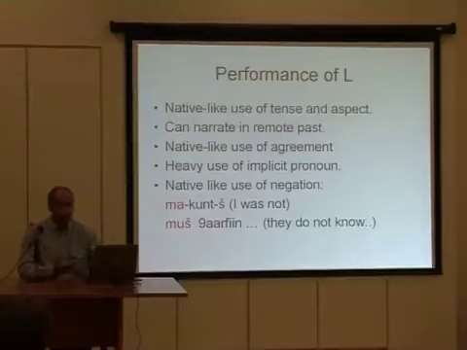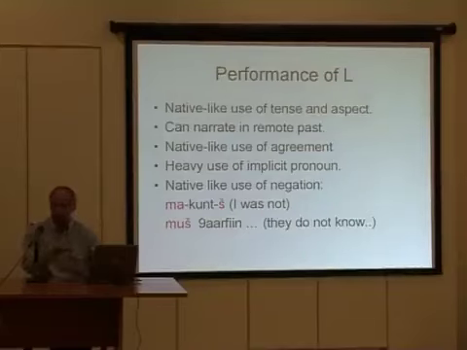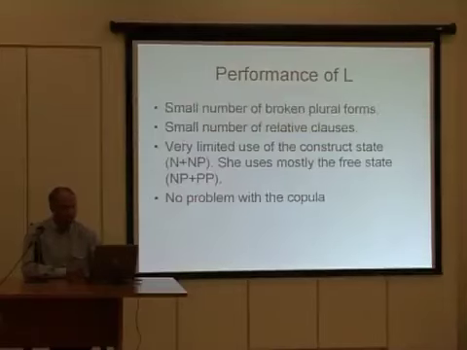With native-like use of tense and aspects, they can narrate in the remote past, which is not easy to do. Native-like use of agreements, heavy use of implicit pronouns: you don't use I, you just use the verb with no pronoun as subject. Native-like use of negation, as you can say, ma kunch, mush arfin, no problem. Small number of broken plural forms.